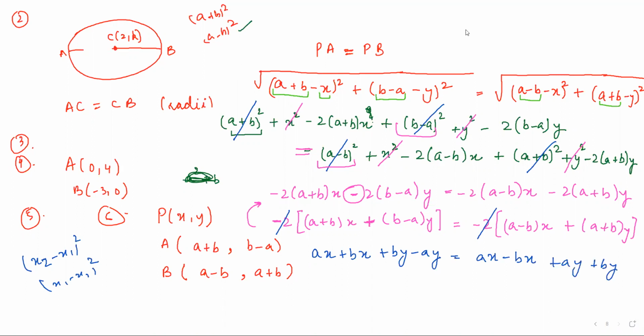Now again ax on both sides and by on both sides. Clear? So this time, bring the x terms to one side and the y terms to the other side. So bx plus bx is equal to ay plus ay. Clear? So 2bx is equal to 2ay. Now 2 will get cancelled and you will get bx is equal to ay. This is what you were supposed to prove.